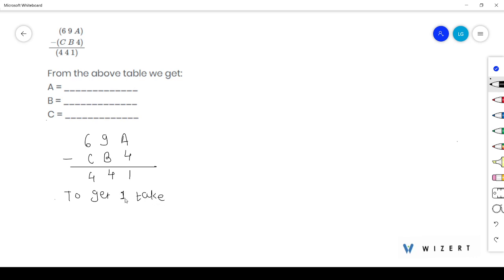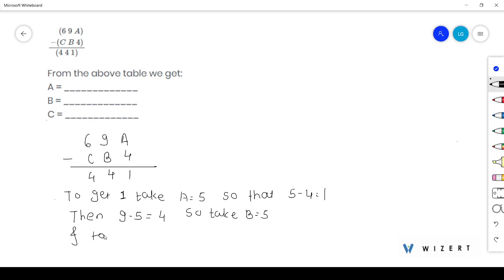take A equals 5. So that 5 minus 4 we will get 1. Then 9 minus 5 is 4. So take B equals 5.